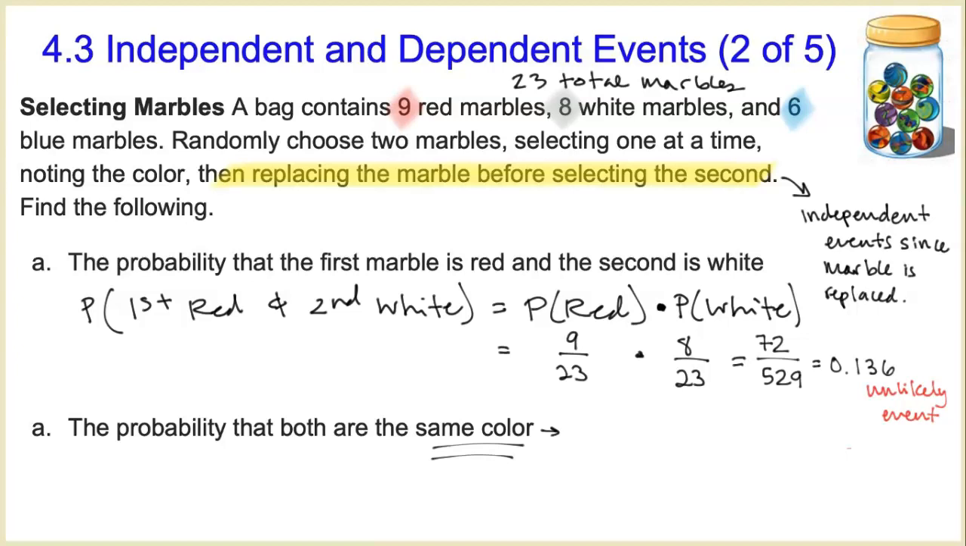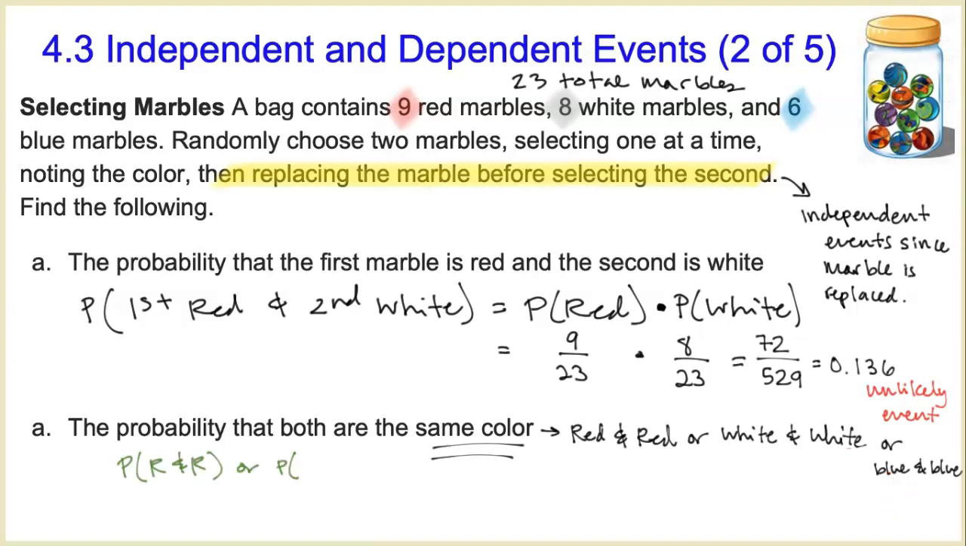So what does that even mean, both the same color? Well, we have three different colors, and since we're drawing two marbles, that means we could get a red marble first and a red marble second, or a white marble first and a white marble second, or a blue marble first and a blue marble second. So these are the different possible outcomes that I'm looking for. So I want the probability of getting red and red, the probability of getting white and white, or the probability of getting blue and blue.